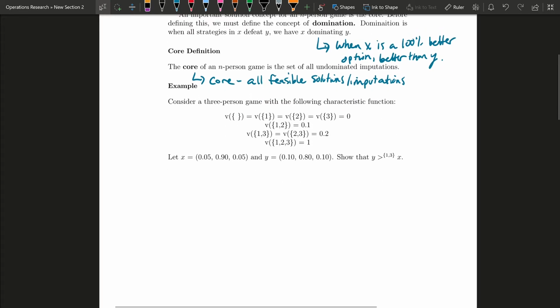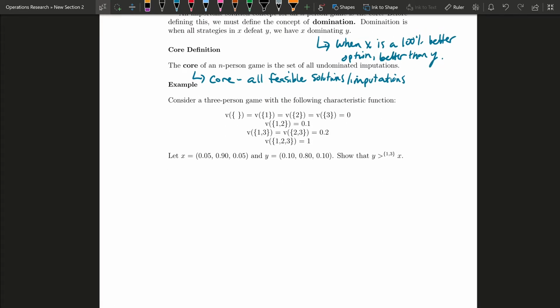So we have our first example here. Consider a three-person game with the following characteristic function. V of the empty set is equal to V of player 1 equal to V of player 2 equal to V of player 3, which is all just going to be 0. Then the coalition of players 1 and 2 is going to give us a reward of 0.1. And then a coalition with players 1 and 3 equals a coalition with players 2 and 3, which equals 0.2. And then the coalition of players 1, 2, and 3 equals 1.